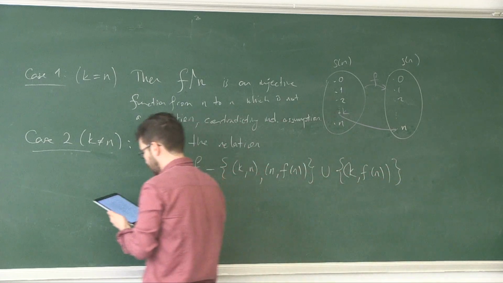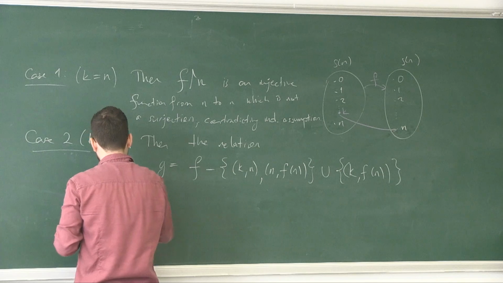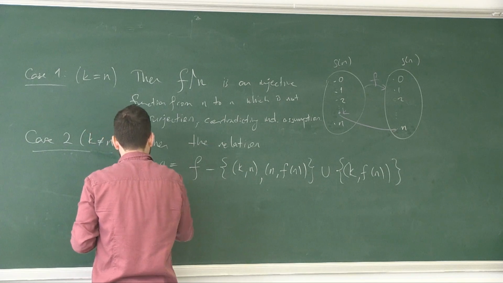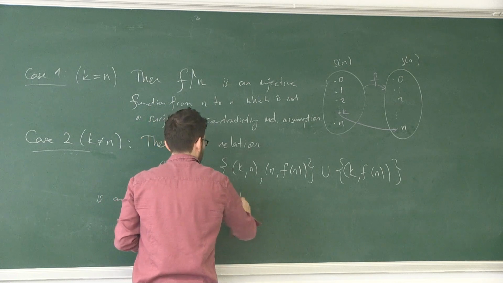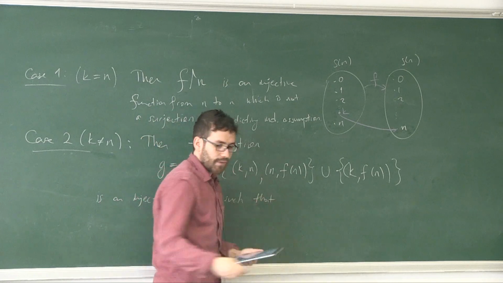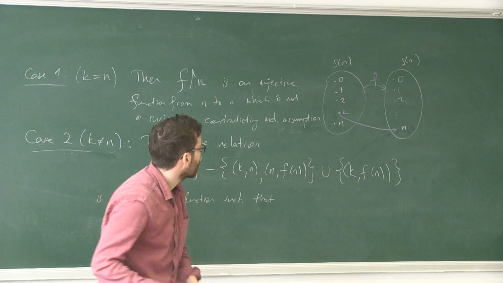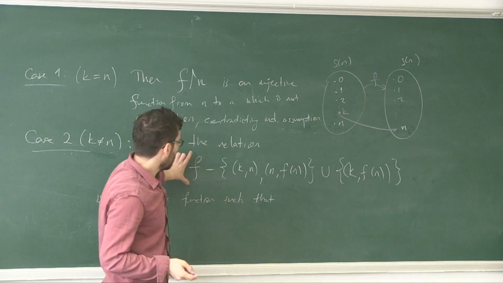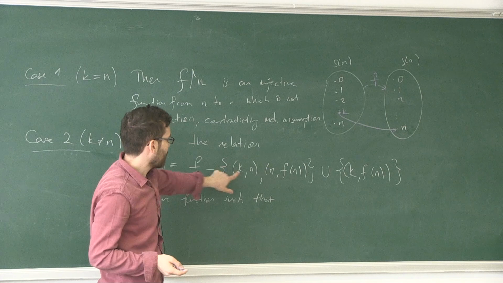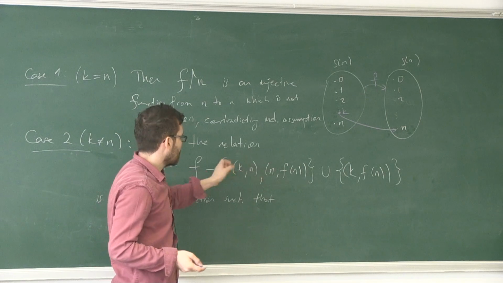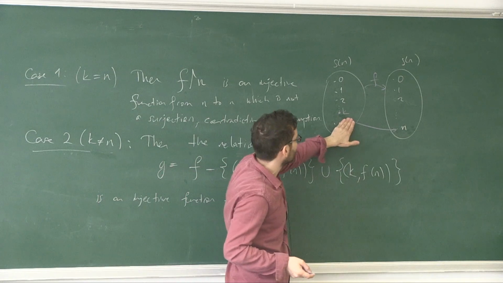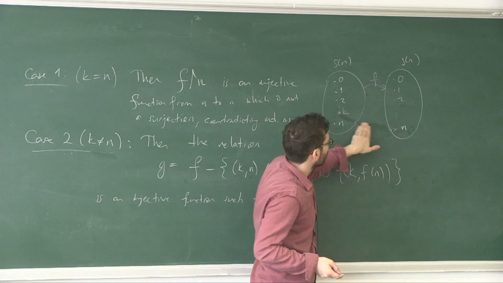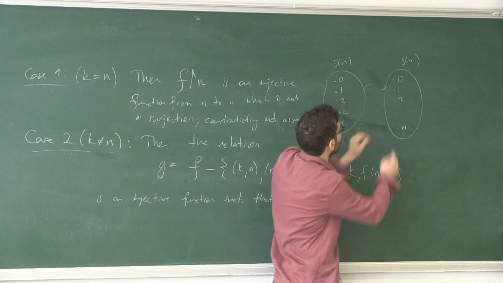This relation is an injective function such that if k is not n, here's what I do. I take my function. This maps k to n. Now, I take that ordered pair out. So now it does not map k to n anymore. I'm going to modify this f to some g.